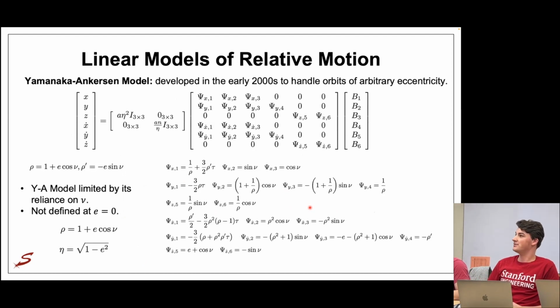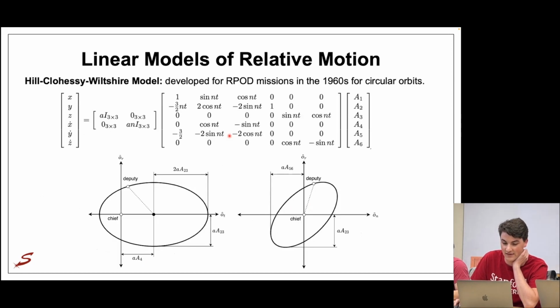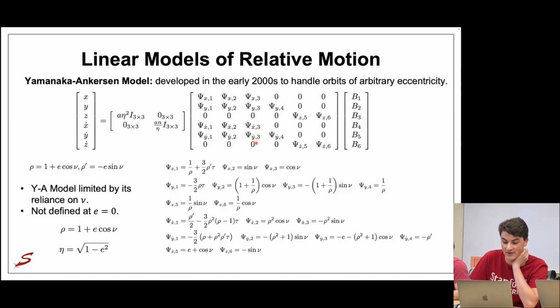So a natural expansion on this was introduced by the Yamanaka-Ankersen model, which was developed in the early 2000s. And the advantage of this model is that it can handle orbits of arbitrary eccentricity. So it's a new model here, which I put as well, with a new set of integration constants. And one of the differences between the CW equations and the Yamanaka-Ankersen equations is that CW equations rely on time, and the Yamanaka-Ankersen model is a function of true anomaly instead. It's directly on location in orbit rather than parameterized by time. So that's one interesting property.